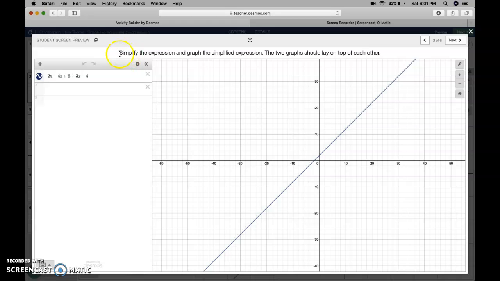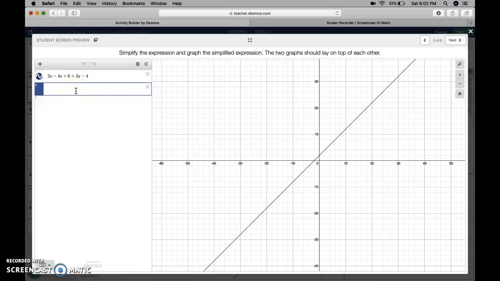Okay, so the instructions are to simplify the expression and graph the simplified expression. The two graphs should lay on top of each other. So pretty much what I'm having you do here is look at this algebraic expression and simplify it by combining like terms, and then write the simplified algebraic expression here. If you simplify correctly, the two graphs should lay on top of each other. Okay, they will be equivalent if you simplify correctly, so they should lay on top of each other.